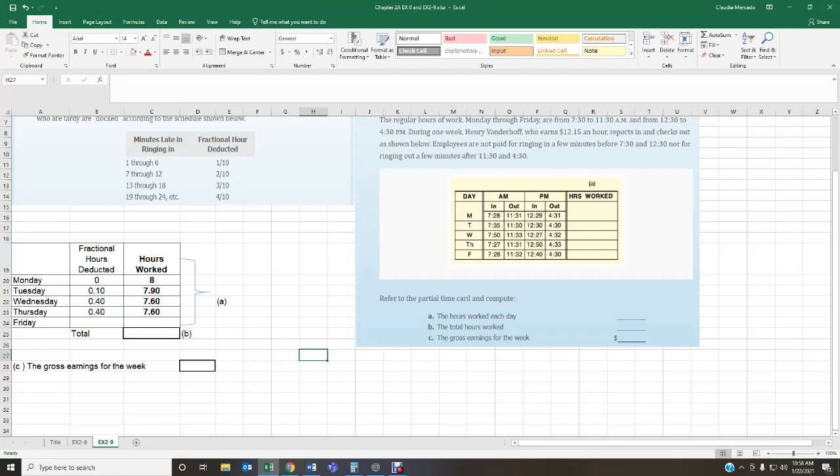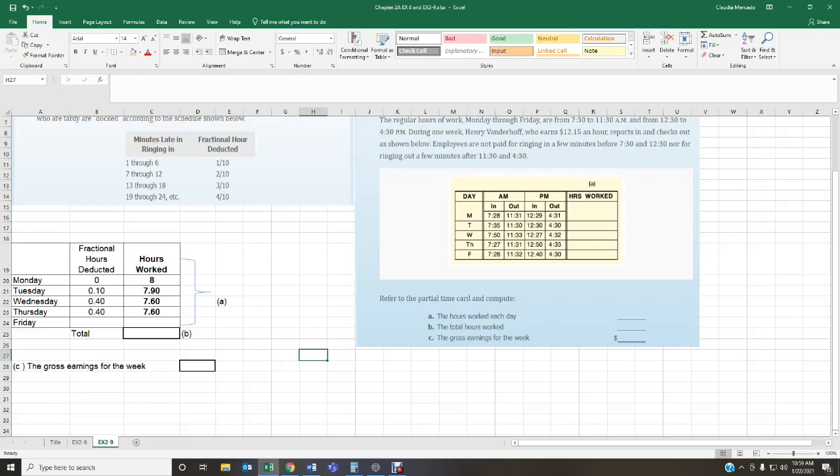At Friday, the employee clocked in at 7:28. 2 minutes early. He's not going to get paid for that. He clocked out for lunch at 11:32. 2 minutes late. He's not going to get penalized for that. The employee clocked in from lunch at 12:40. Now, the employee should have clocked in from lunch at 12:30. The employee is 10 minutes late.